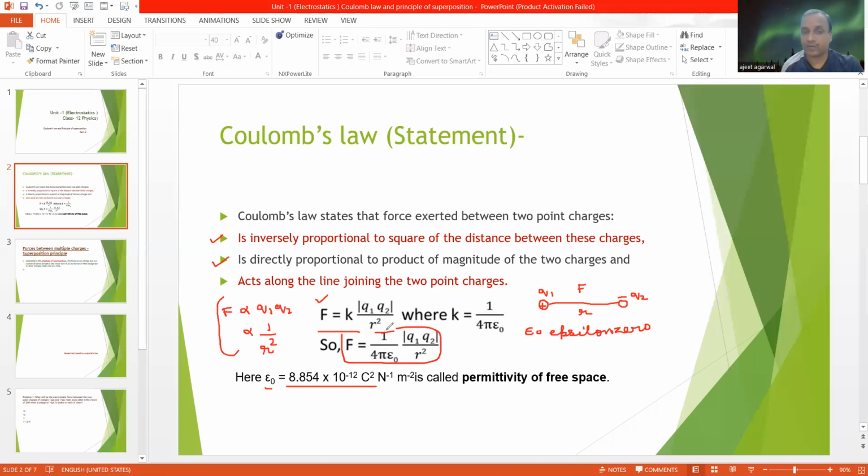If you have to know the unit of epsilon 0, then what will you do? Shift epsilon 0 on the left side in place of F and shift force in place of epsilon 0 down in the denominator. Then charges are measured in coulomb, distance is measured in meter, distance square is meter square, and force, which will be in the denominator, will be measured in Newton. On that basis, you will have unit Newton inverse meter minus 2 coulomb square. This is the permittivity of free space.